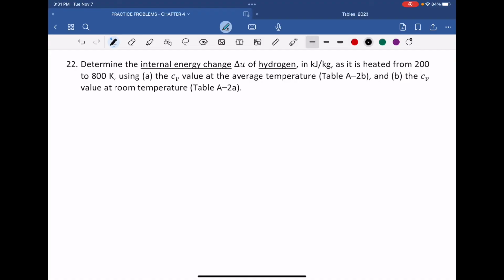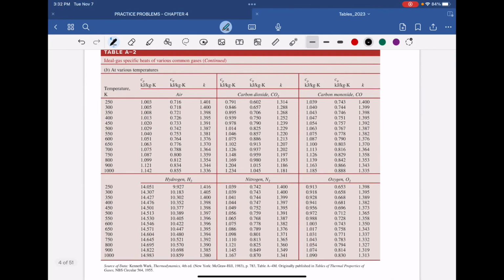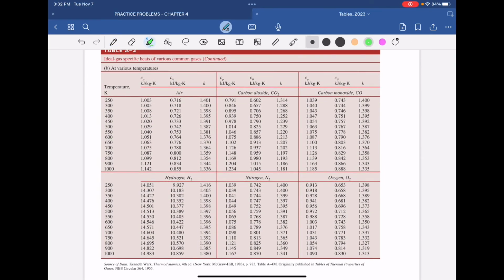This time we are dealing with the internal energy change of hydrogen gas in kilojoule per kilogram, and the temperature is changing from 200 to 800. They're asking us to calculate it from the average temperature and also from the room temperature value of CV. Since they gave us the temperatures 200 and 800, you can average them, and this is 500, and we go to table A to B for the hydrogen column.